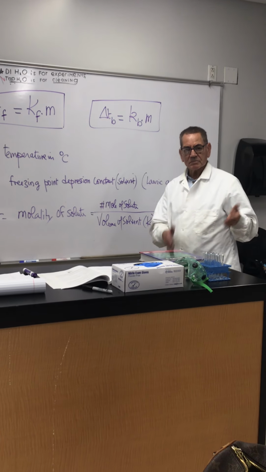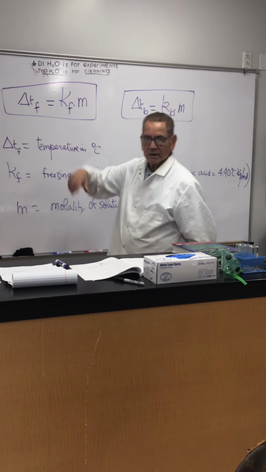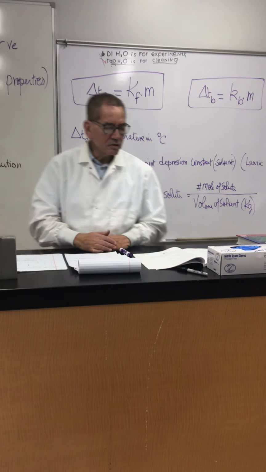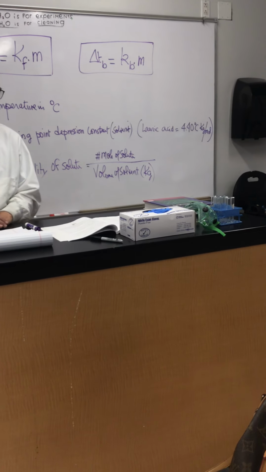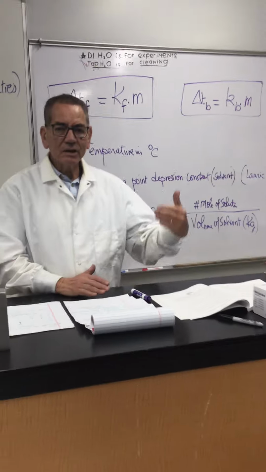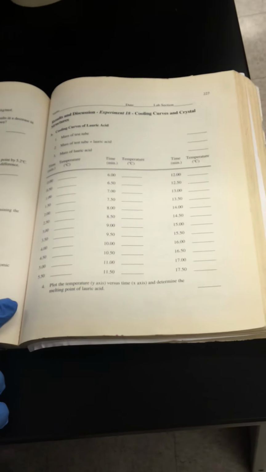Professor Gandhi is going to do the experiment, and it's going to be the delta TF, which is the freezing point depression. So we're going to have lauric acid as solvent and benzoic acid as solute, and we're going to find out what the depression in freezing point is. You have a table here in your textbook. You may want to take a picture of this table. This is the one you are going to fill in as a result of your experiment.